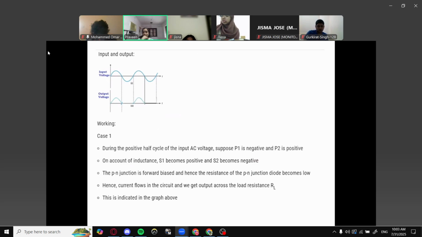Now, during positive half cycle, suppose P1 is negative and P2 is positive. Then at that time, S1 become positive and S2 become negative. This is due to inductance. We haven't discussed inductance. That we have to discuss in the chapter electromagnetic induction. So just keep it as such. You don't have to think much about this one. Simply understand S1 will become positive and S2 become negative.